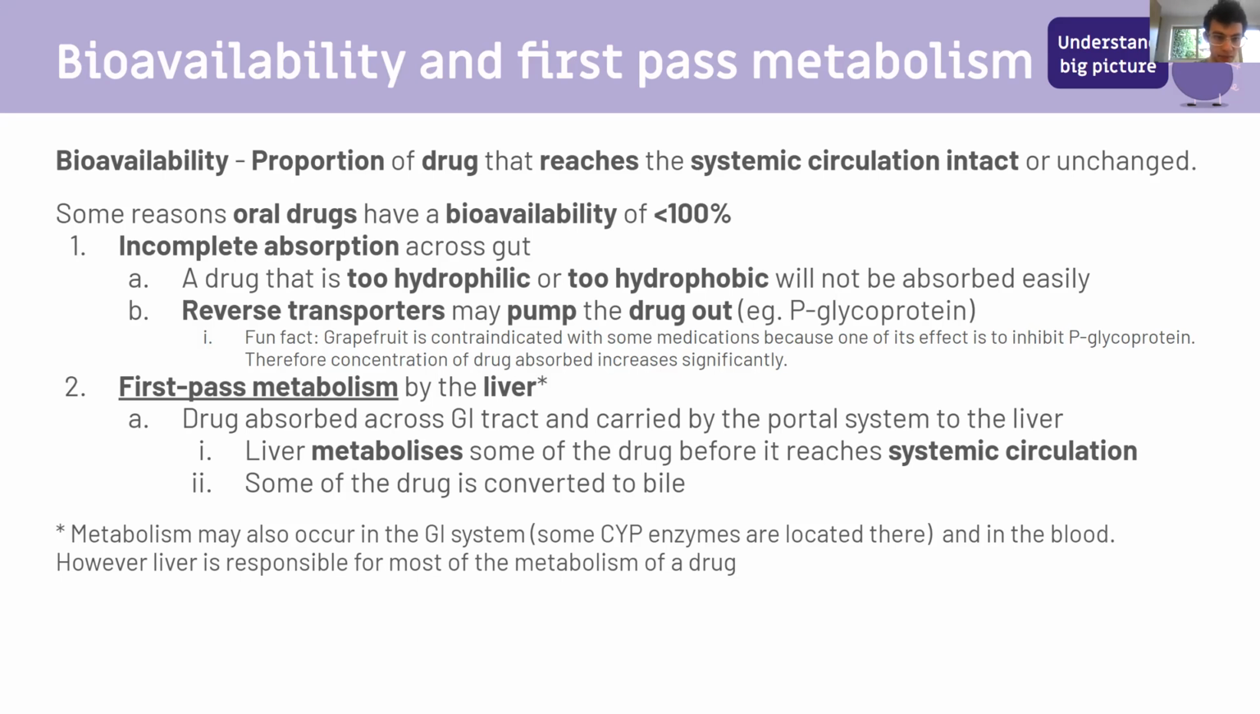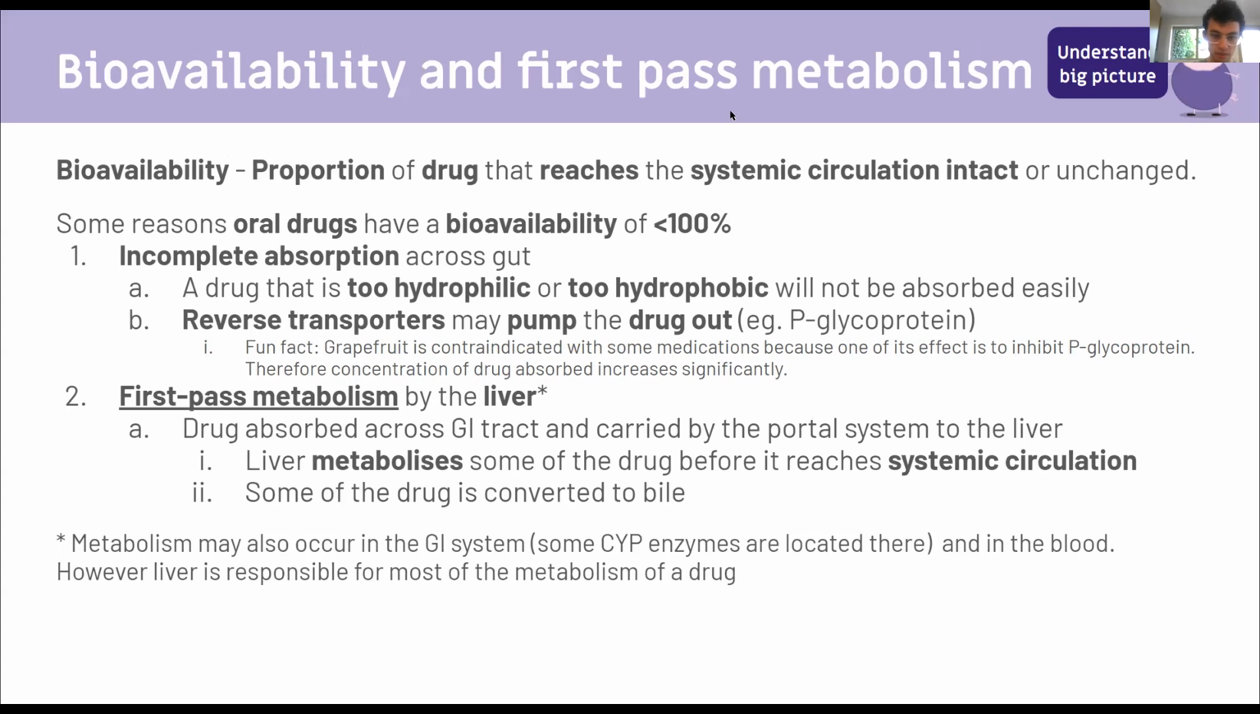First-pass metabolism often occurs in the liver. It's when drugs absorbed by the GI tract are often carried by the portal system to the liver. The portal system is just a venous drainage. It's just drained to the liver. So the drug is absorbed, goes into the blood vessel, it's taken to the liver, and then the liver will metabolize some of the drug before it reaches systemic circulation. Sometimes it will activate the drug. More often, it's going to inactivate it, and the drug will often be made polar so it can be excreted by the kidneys or converted to bile.